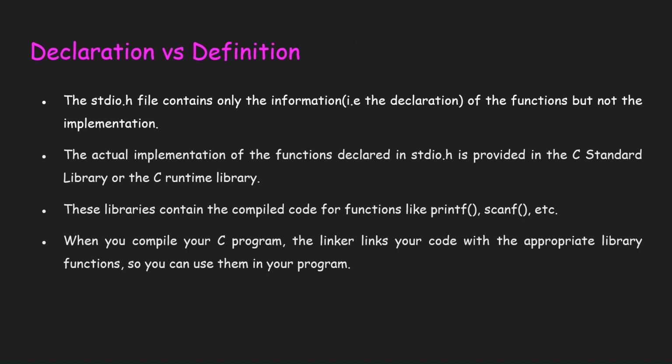Function declaration versus function definition. The stdio.h file contains only the information or the declaration of the functions but not the implementation. The actual implementation of the functions declared in stdio.h file is provided in the C standard library or the C runtime library. This library contains the compiled code for functions like printf, scanf and other functions declared in stdio.h. When you compile your C program, the linker links your code with the appropriate library functions, so you can use them in your live program.